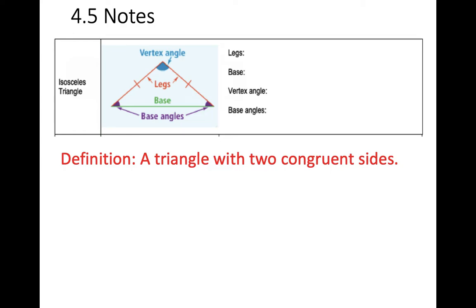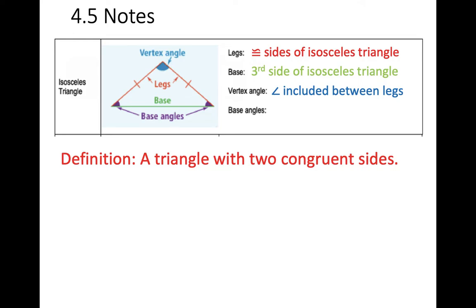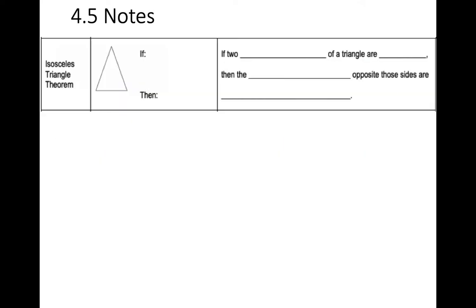I'm going to draw one here. The legs are the congruent sides of the isosceles triangle, and in that diagram, the legs are in red. The base, which is in green, is that third side of the isosceles triangle that isn't congruent to the other two. The vertex angle, which is in blue, is the angle included between the legs. And then finally, the base angles are the angles that are touching the base side. So there's the vocabulary we need for isosceles triangles.